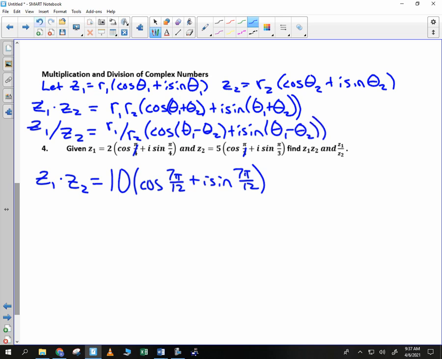Yeah, and when you write this down, if other people look at your homework, they're like, "Wow, you must be really smart." And when you look at it, you're like, "It's really not that big of a deal. You just multiply the r's and add the thetas. That's all you do."